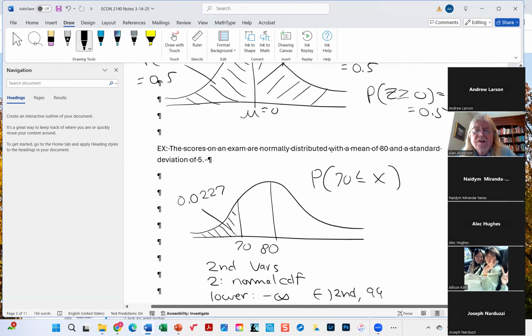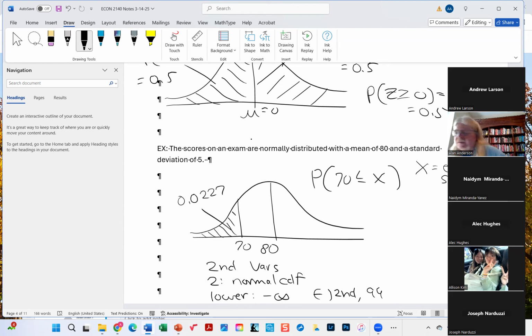All right, so here's an example. Now, we've seen this one before. We have the scores on an exam are normally distributed with a mean of 80 and a standard deviation of 5. Okay. So first things first, we're going to use the letter X. We use Z only for the special case of the standard normal distribution. All the others, we use X. Think of the standard normal as like the royalty of the normal distribution family. Okay, so X will be our exam scores.